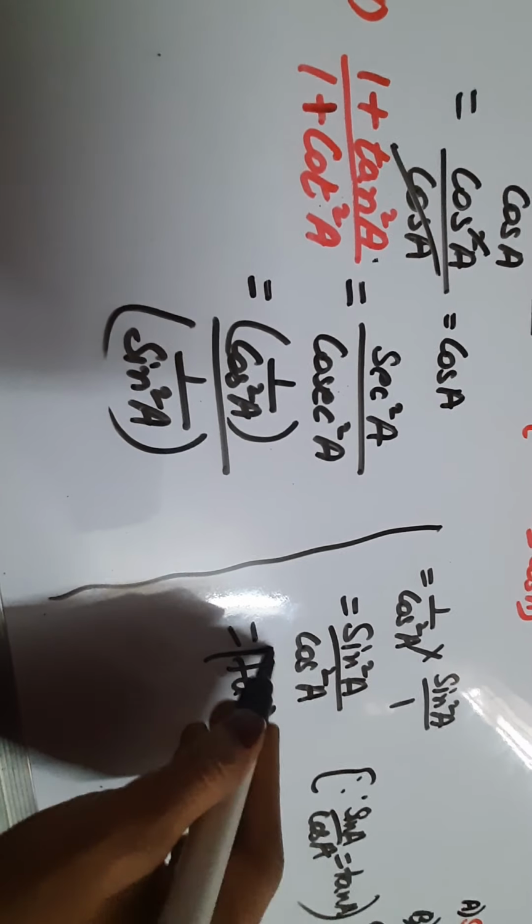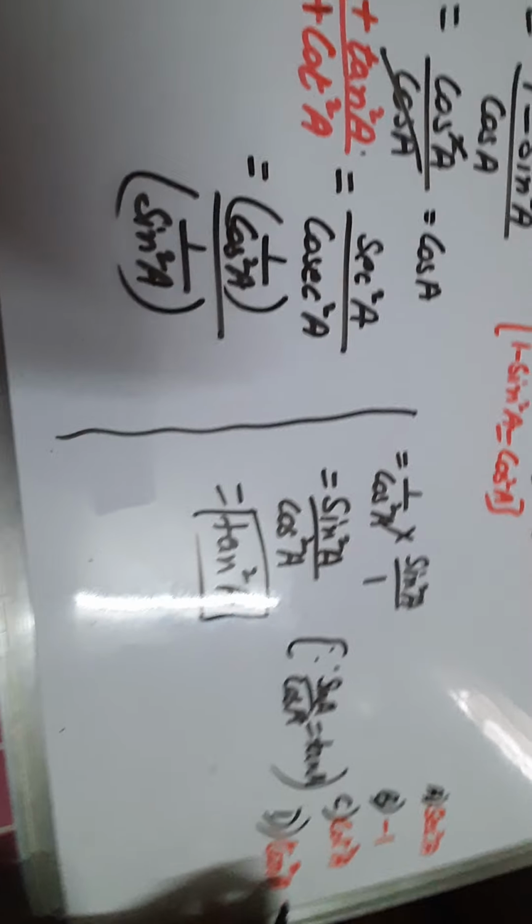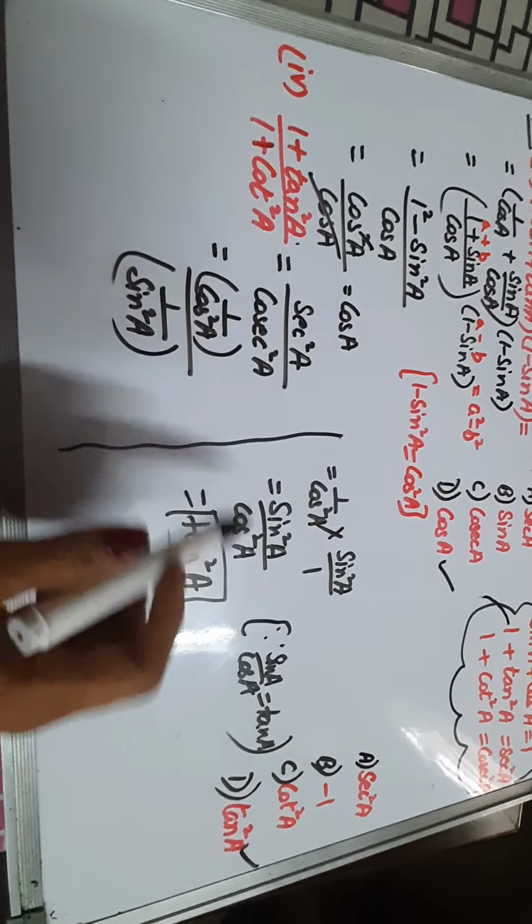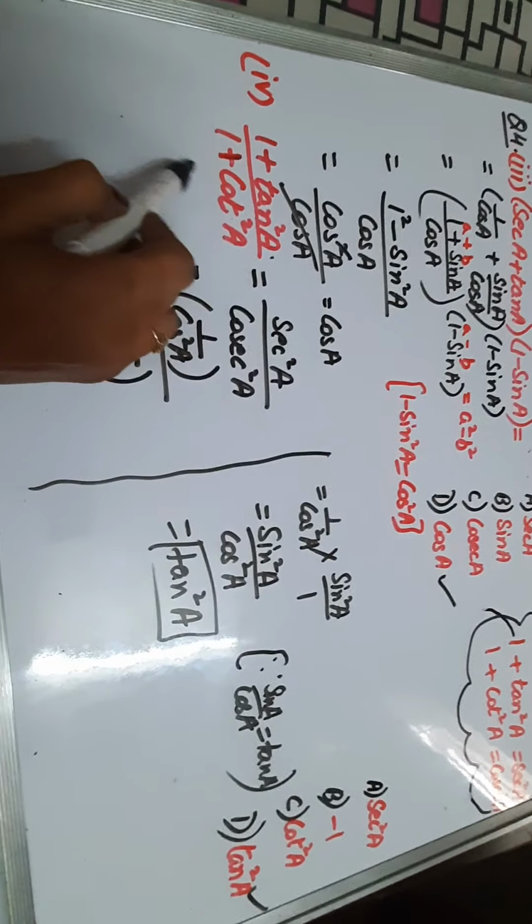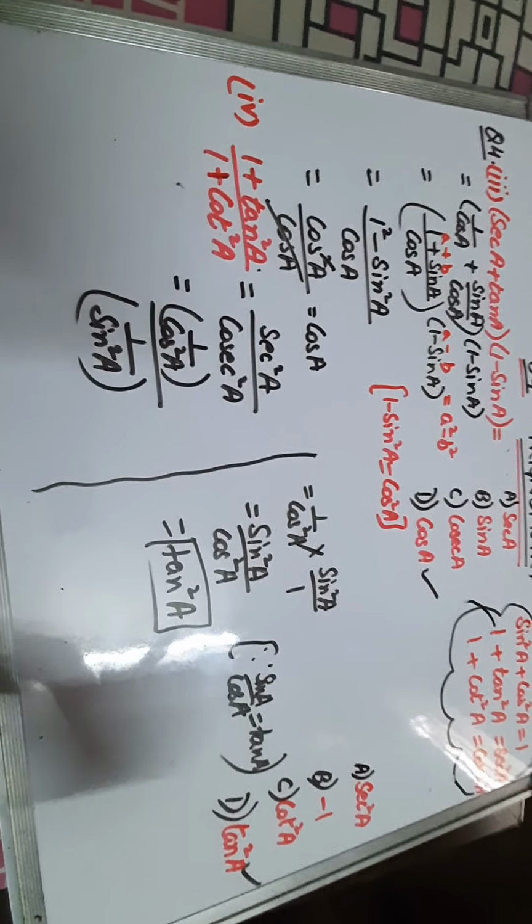So the correct option will be the D option, because we are getting this. So we have directly used the trigonometric ratios.